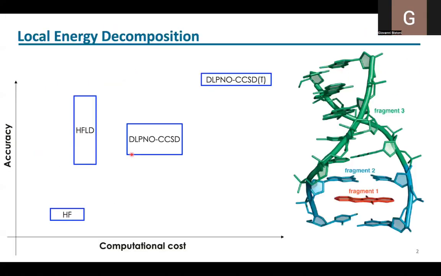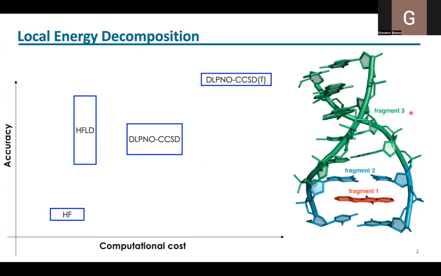The local energy decomposition scheme is available for a broad range of local correlation methods, including HFLD, the LPNO coupled cluster with singles and doubles, and the LPNO CCSD(T). Each of these schemes has a different accuracy and efficiency. For very large systems, these methods can also be combined using the multi-level methodology.